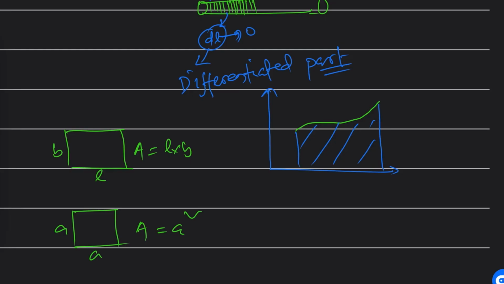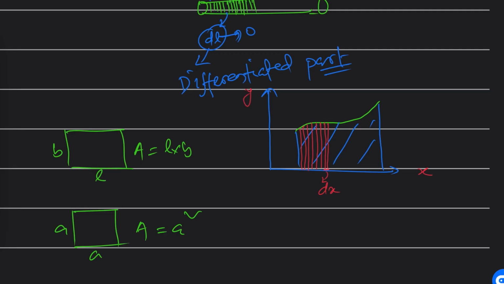What is this procedure? I'll divide it into smaller pieces. Smaller pieces means, sir, what should be the thickness? The thickness can be as small as you can divide. So I'm talking about this small thickness, which is dx. This is called the differentiated form of x. Understood? I hope you understood.